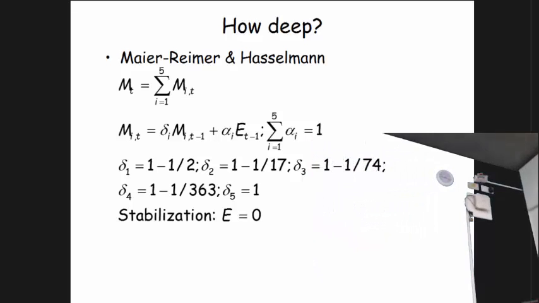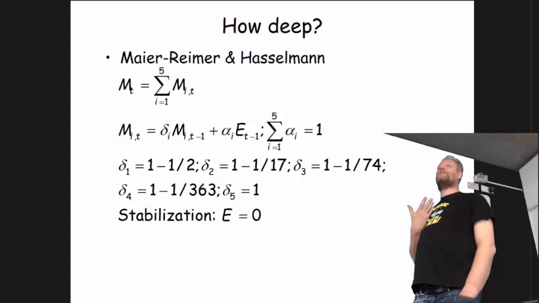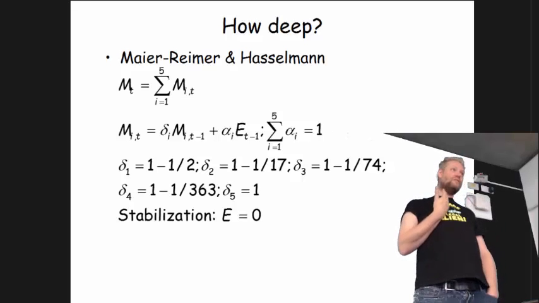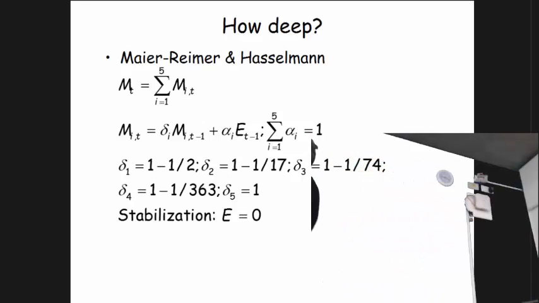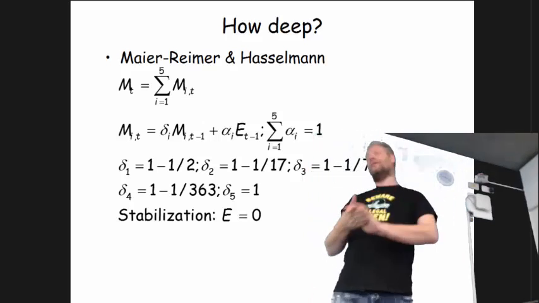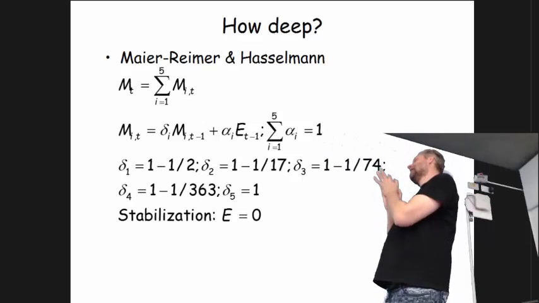In a paper published in 1987, Ernst Maier-Reimer and Klaus Hasselmann argued that we should not think of the carbon cycle as a single difference equation, but we should actually see the atmospheric part of the carbon cycle as a system of difference equations. And really what they say is that the atmospheric concentration of CO2, M, is the sum of five separate concentrations, and that each concentration is governed by its own linear difference equation, first order, which is the same as we saw before. M is delta M plus E, but of course now we have to apportion our emissions to the various parts of the carbon cycle in the atmosphere, and the sum of the alphas needs to be 1, otherwise the numbers simply don't add up.